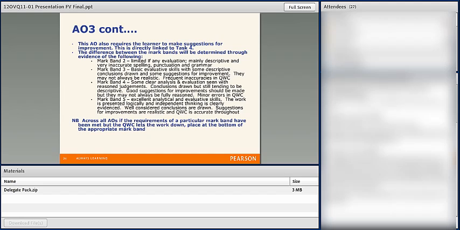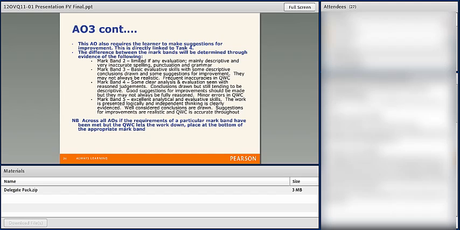So the difference between the mark bands will be determined through evidence of the following. Mark band 2 will be limited, if any, evaluation, mainly descriptive, with inaccurate spelling, punctuation and grammar. Mark band 3, basic evaluative skills, so some evidence of strengths and weaknesses seen, but descriptive conclusions are drawn, and often the suggestions for improvement are not always realistic, and there are frequent inaccuracies in quality of written communication.